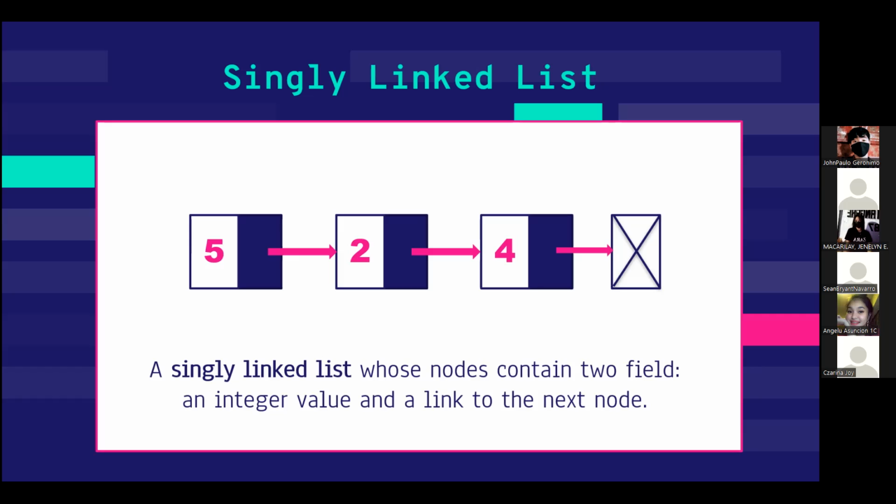So, ito po yung example ng single linked list. Meron po siyang element na 5. Meron po siyang node na nakalagay sa loob is 5, 2, 4. So, a single linked list whose nodes contain two fields, an integer value, and a link to the next node. So, based po dito sa example na to, nakikita po niyo dito yung single linked list. And diyan po sa node na yan, meron po siyang 5. Merong kalahating kulay na ganyan sabay.